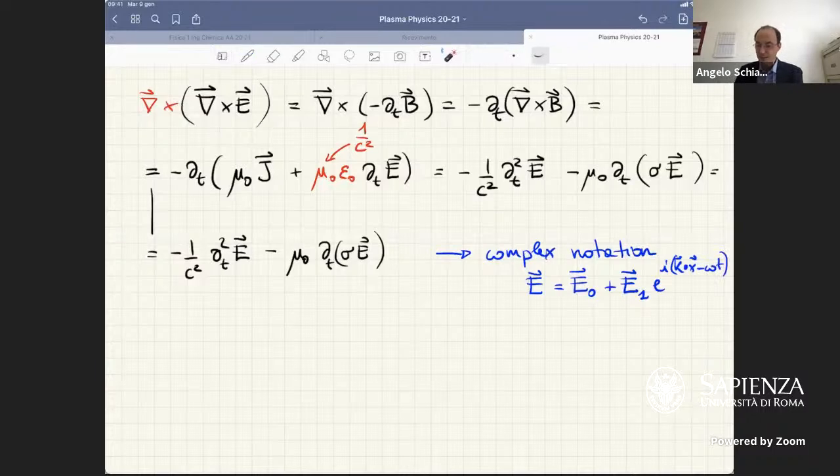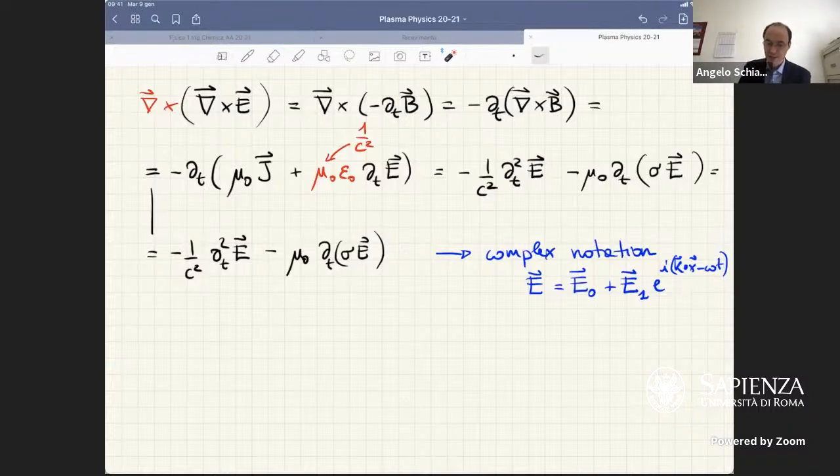And by writing this, I mean that this can be a complex quantity. It's basically the Fourier transform amplitude of the electric field, although I'm not writing it explicitly. It should be a complex amplitude. And this is just one of the possible plane waves in which I can expand the electric field.